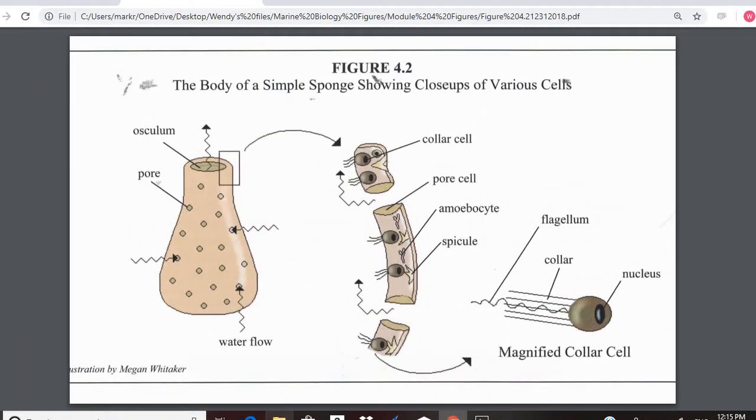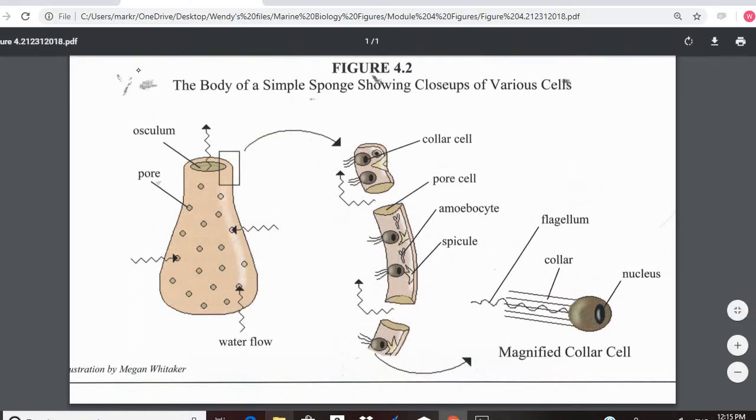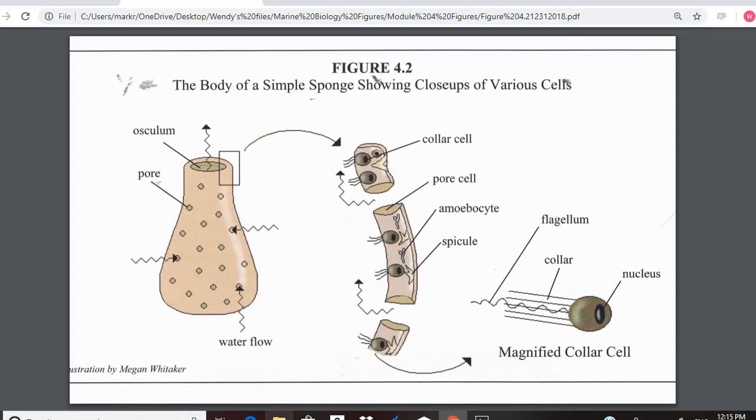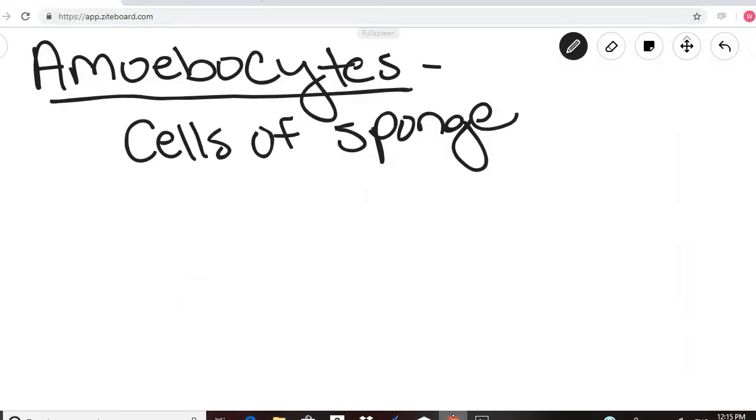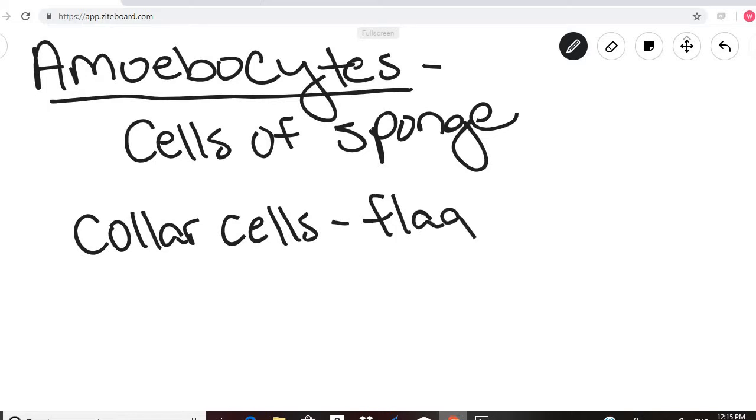So this is a drawing of some of the parts of a sponge, and some of the parts that your book points out are the collar cells. You can see the collar cell right here, up here on the top, and the interesting thing about the collar cells is that they have flagellum. Let me write that up on the board. So there are collar cells, and these collar cells have flagellum. Remember, those are those tail-like substances that come out.